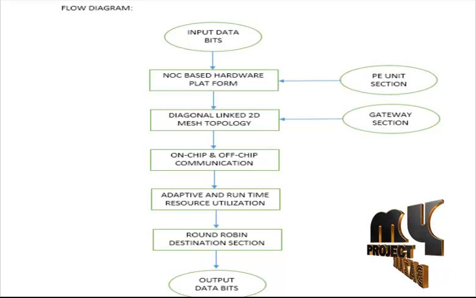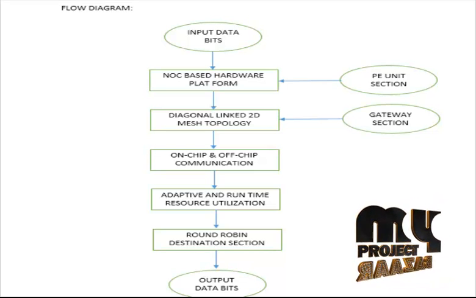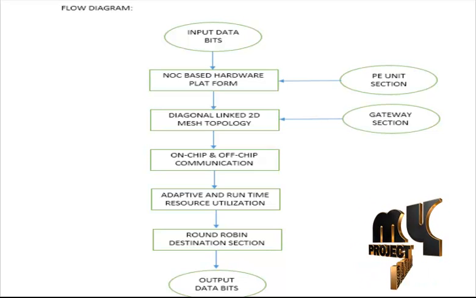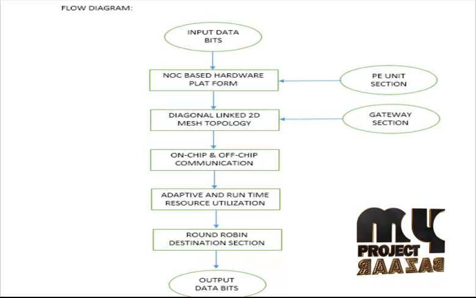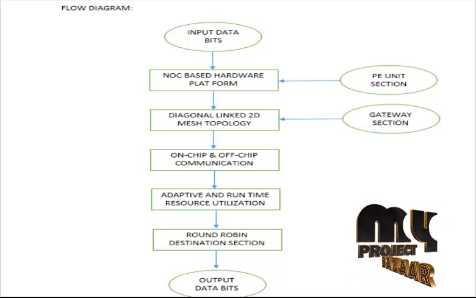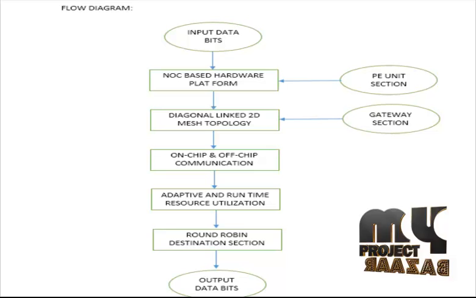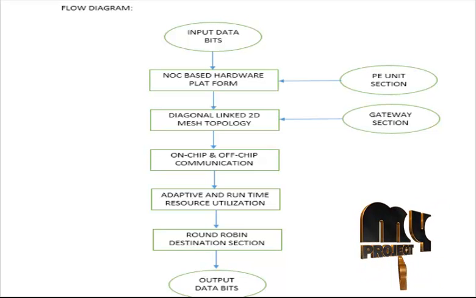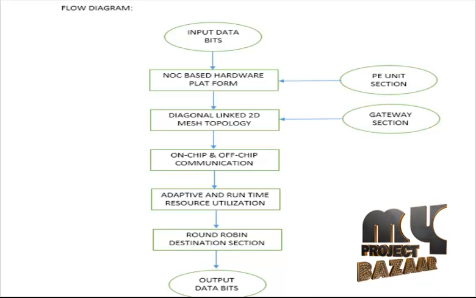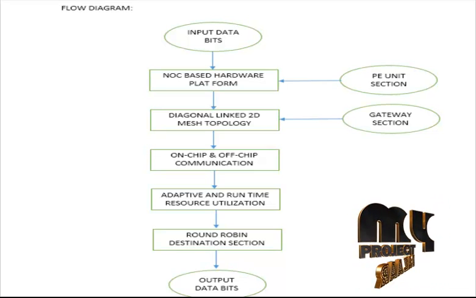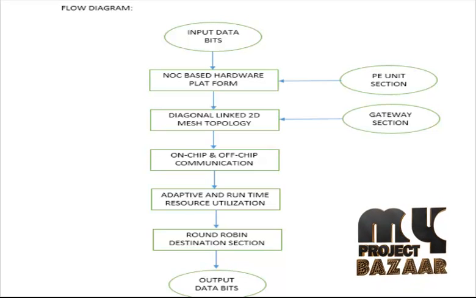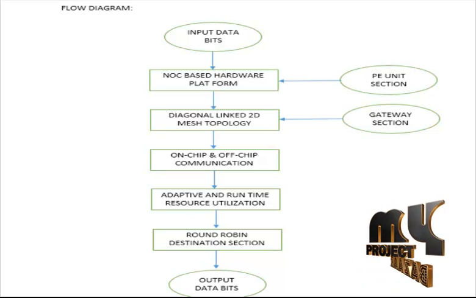Then we focus on adaptive and runtime resource utilization. Adaptive means we establish the path selection based on our required source and column selection. We update automatically for the overall architecture based on the NOC architecture sections. The runtime resource utilization is mainly focused on path utilization based on our requirement in destination path allocations.